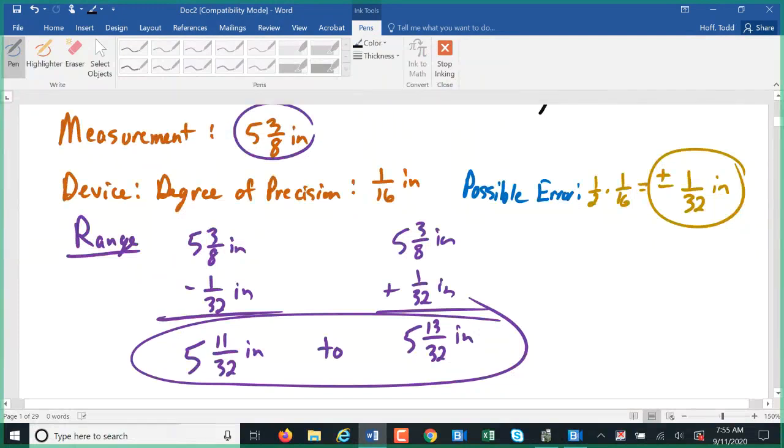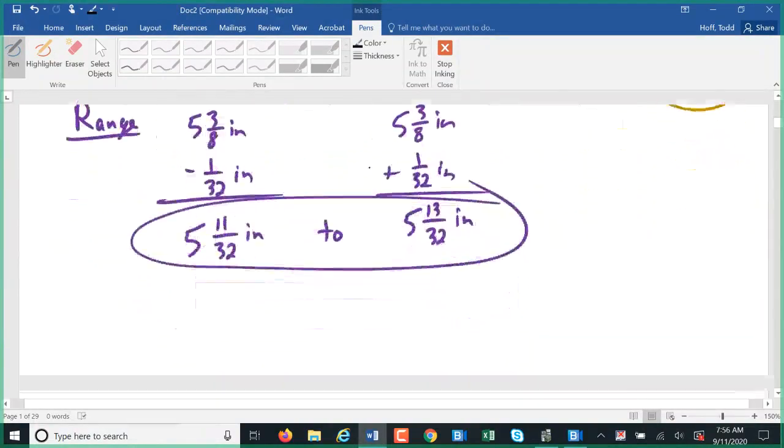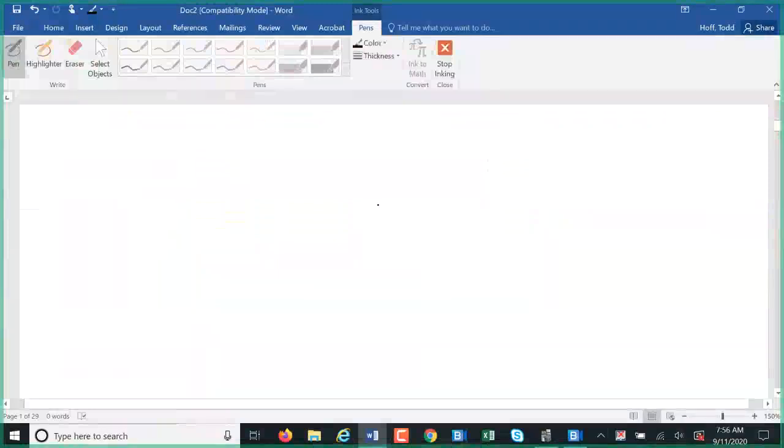So with fractional measurement, you must have some knowledge of the measuring device. Either the measuring device itself so you can see and figure out the degree of precision, or you must be told what the degree of precision is on that device. Well, for you guys in machining, luckily a lot of your stuff is done in decimal measurement.